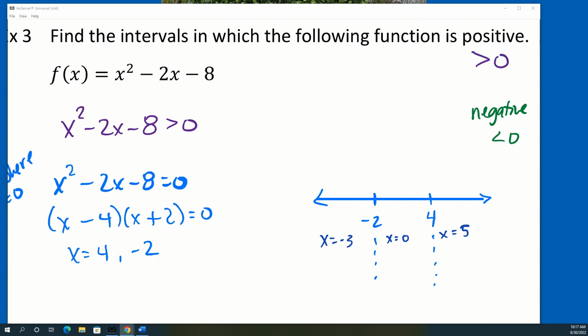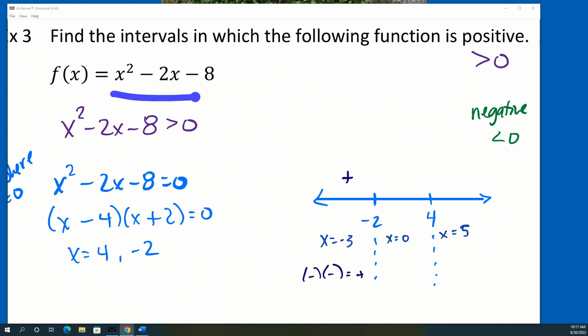All right, so we really just want to know if when I plug in -3, if I get a positive. And so we could actually plug it in, or we could just figure out if it's positive or negative. So I'm going to plug it into the factored form. So if I do -3 minus 4, I know that that is a negative. And if I do -3 plus 2, that's a negative. If I multiply those, what am I going to get? Positive. So this is a region where it's positive, which is what we're looking for.